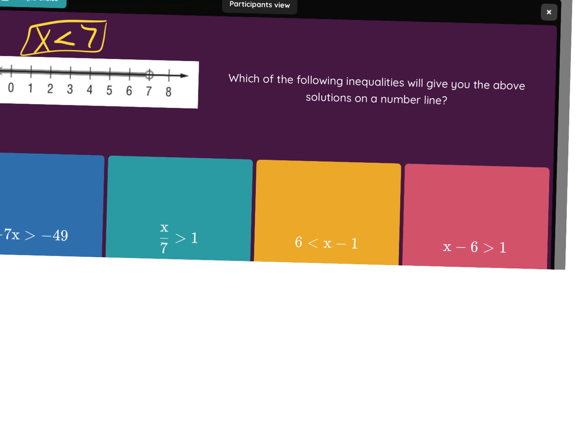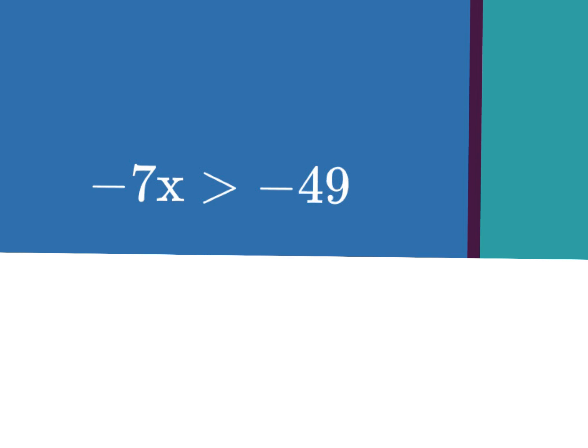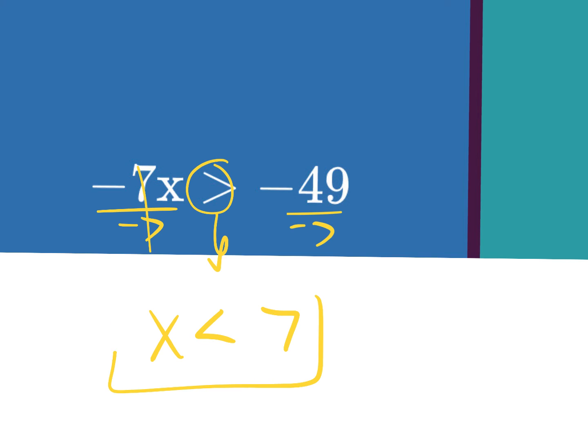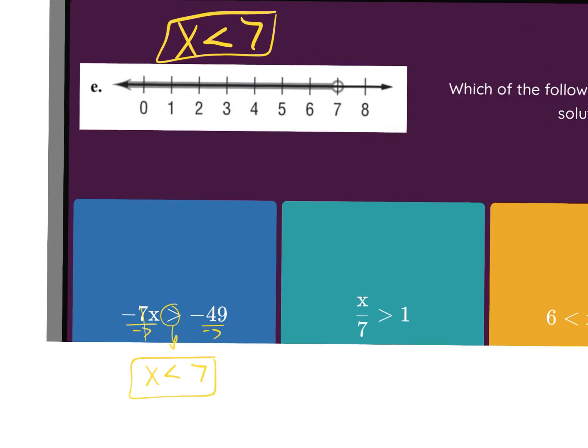Which one is x is less than 7? Well, wait, did we? I think we already did this one also. Anyway, if we divide by negative 7, this will cause it to flip, because whenever you divide by a negative, you have to flip the inequality symbol. You have x by itself, you have 7. That is x is less than 7. And I do feel like I've already done this question.